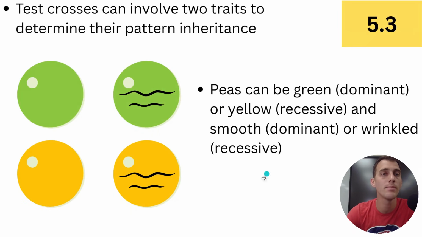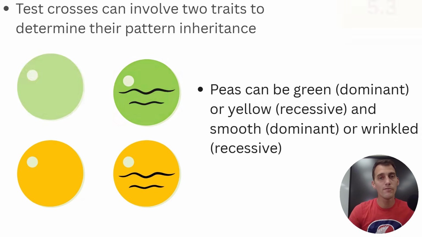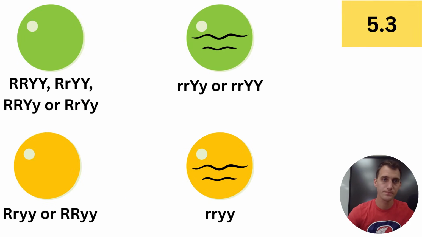So here's the key that I'm going to show you right here. Peas can be green, which is dominant, or yellow, which is recessive. And they can be smooth, which is dominant, or wrinkled, which is recessive. So if we take a close look at this, to have green, smooth peas, you need to be dominant for both traits. And we're going to use R and Y as the representatives of the genotypes. R is going to be for the smoothness of the peas, and Y is going to be for the color.